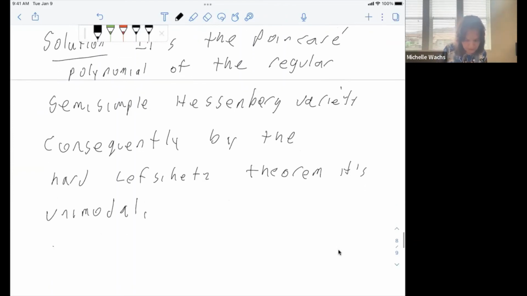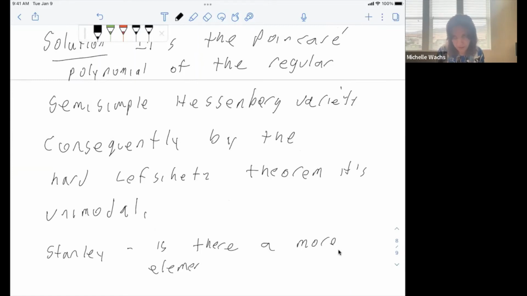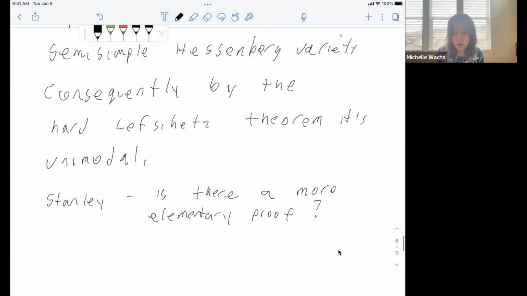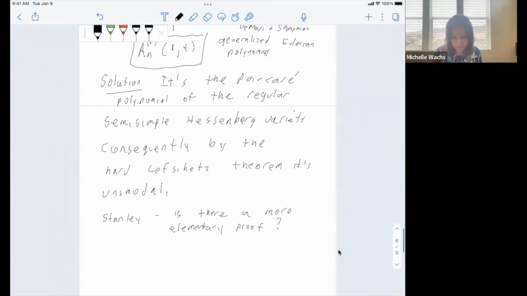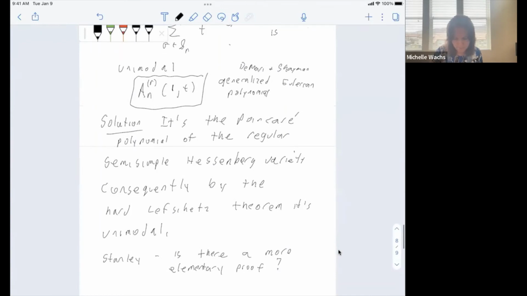And by the way, Stanley asked, is there a more elementary proof of unimodality? And as far as I know, no one has come up with a more elementary proof. This is the only proof I know of that this is unimodal. If anyone's seen another proof, I'd be interested in knowing.